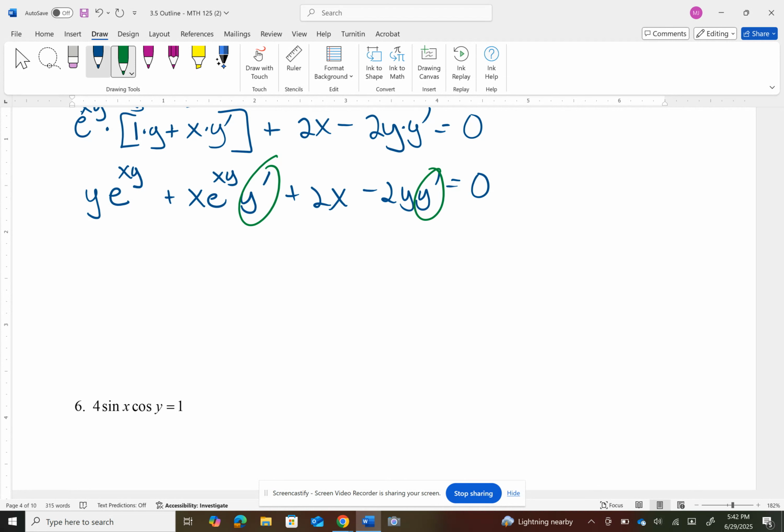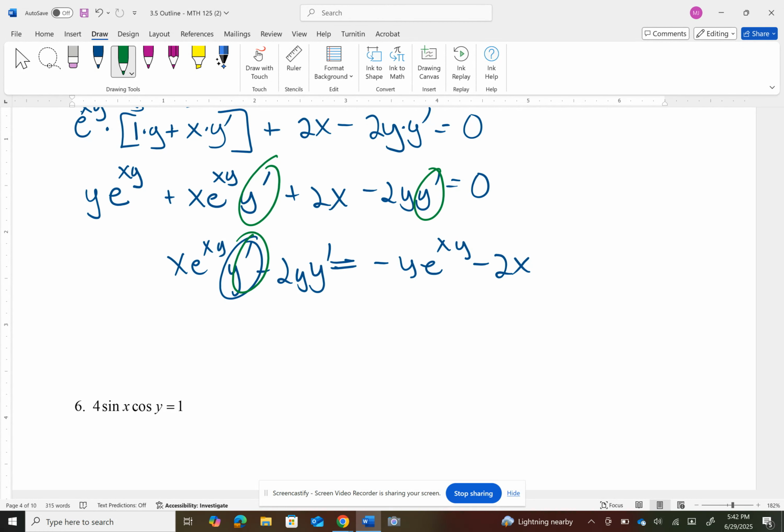So we're going to leave those where they are, the x e to the xy y prime minus the 2y y prime, and I'm going to subtract the y, that's an equal sign right there, the y e to the xy, and I'm going to subtract the 2x to move them to the right. So then those y primes are going to get factored out. And when I do, I'll have an x e to the xy minus 2y left.